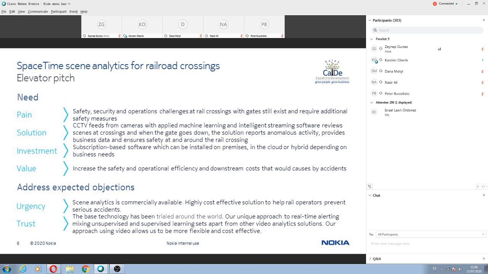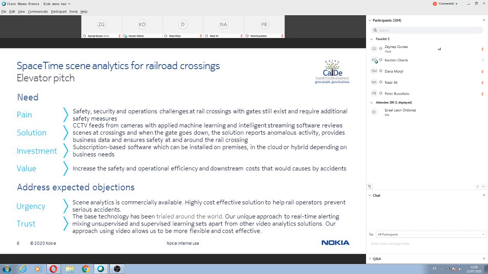It's still urgent because accidents still happen, and every accident happening and every person killed somewhere in the world is one too much. So it's a topic where our rail clients should invest, better yesterday than tomorrow, in order to avoid accidents, or at least to reduce the number of accidents.